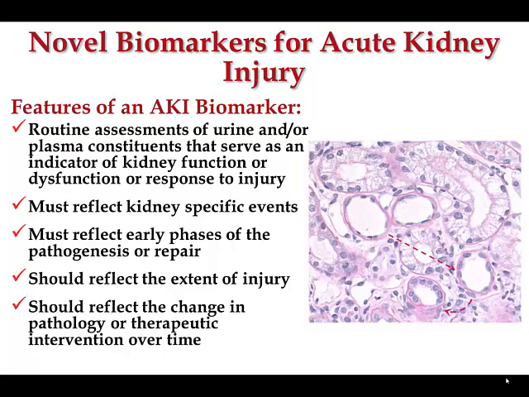It must be very specific for renal events. And so if you have a biomarker that shows that the kidney's damaged, but it could be the liver, it could be the heart, it could be the brain, it could be some other organ, then it's not going to be very useful for us. So we'd like a kidney-specific marker.